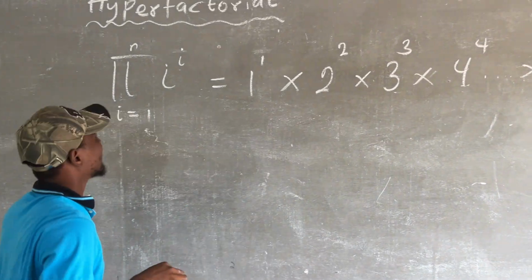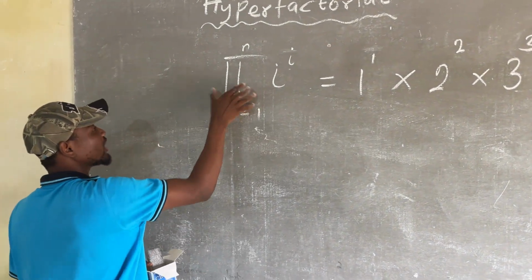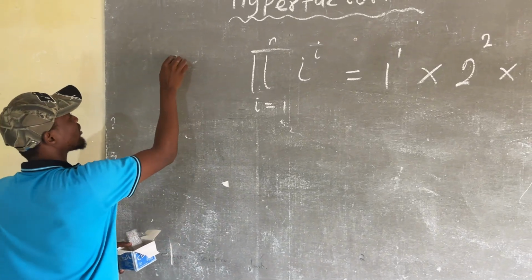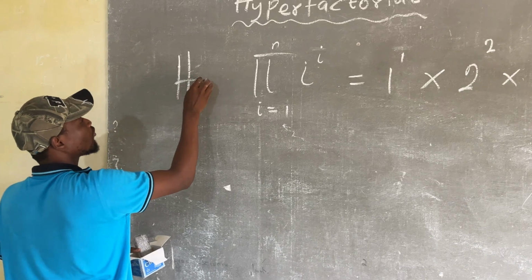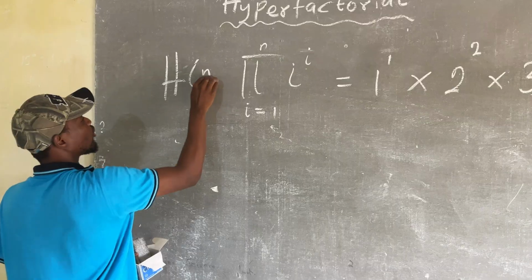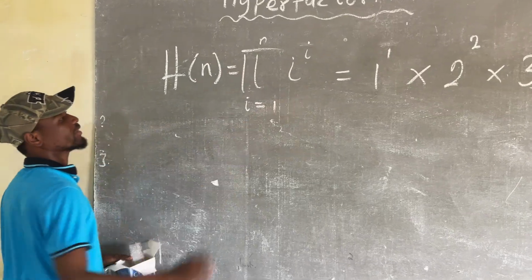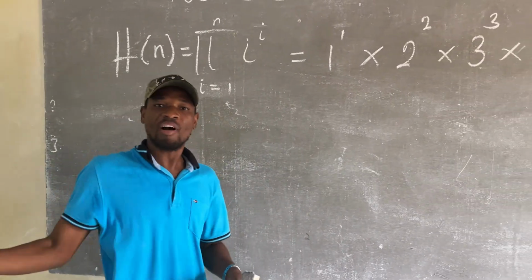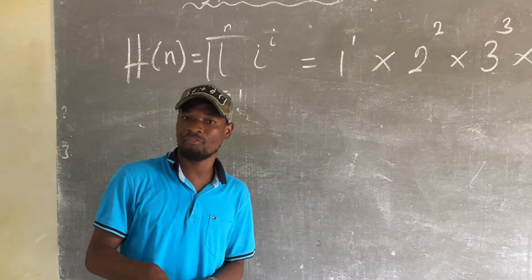So viewers, that is simply the meaning of this notation. So we have the hyperfactorial of n is given by this. As simple as that. Viewers, evaluate the following hyperfactorials.